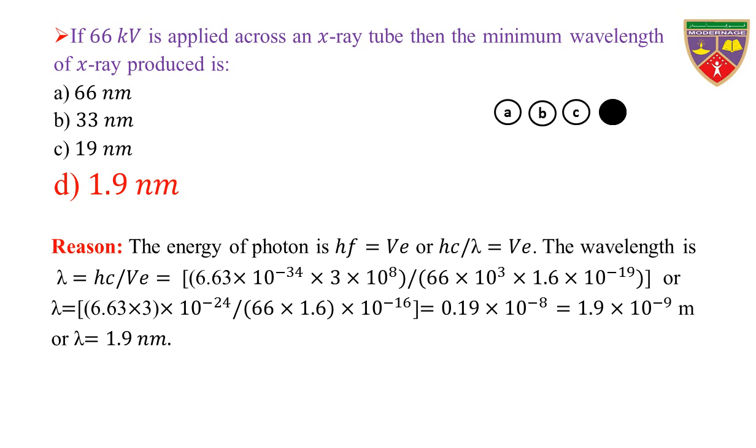Or lambda is equal to 6.63 into 3 into 10 power minus 24 divided by 66 into 1.6 into 10 power minus 16, which is equal to 0.19 into 10 power minus 8, which is equal to 1.9 into 10 power minus 9 meter, or lambda is equal to 1.9 nanometer. Hence, the minimum wavelength of X-rays is 1.9 nanometer.